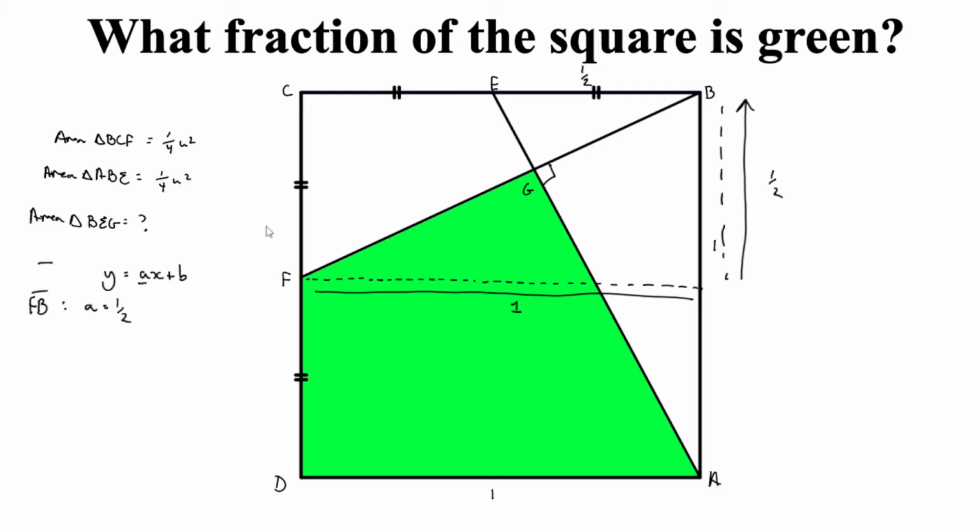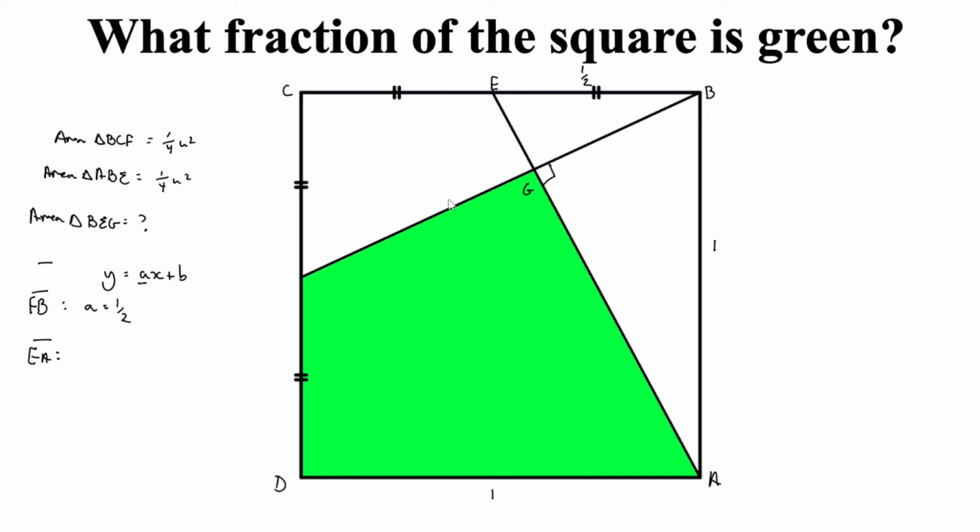Now let's take a look at segment EA. So EA doesn't rise, actually, it's going down if we go from left to right. So it's not really a rise, it's a descent. So our slope would be negative. So it would be -1, this is our -1 right here, divided by 1/2, which gives us -2.